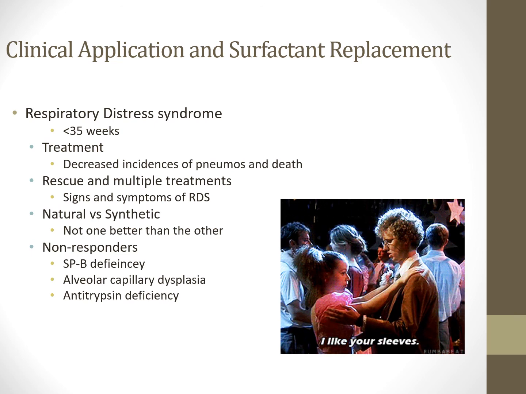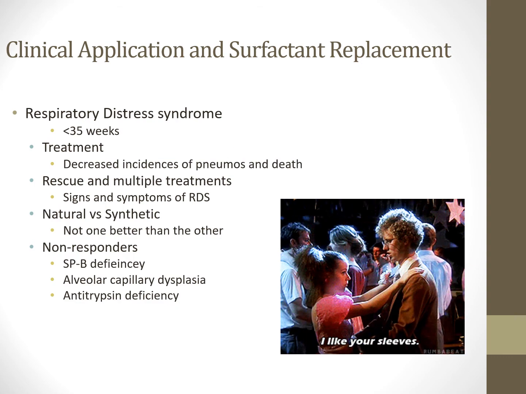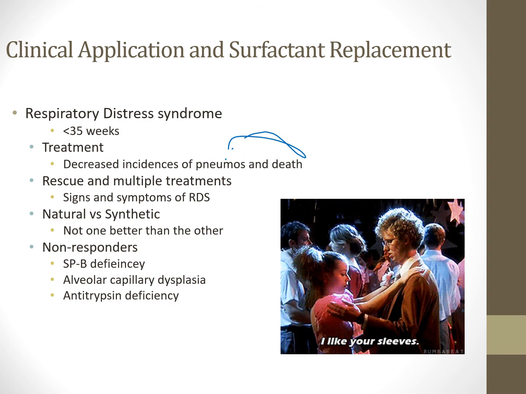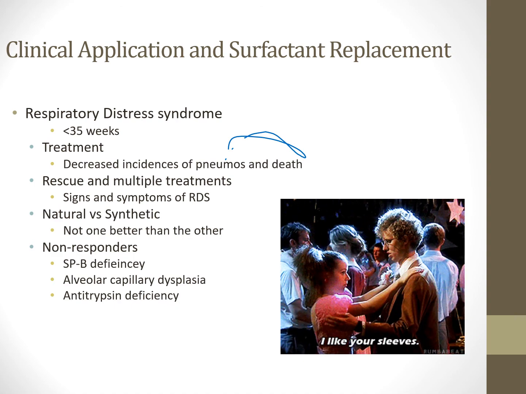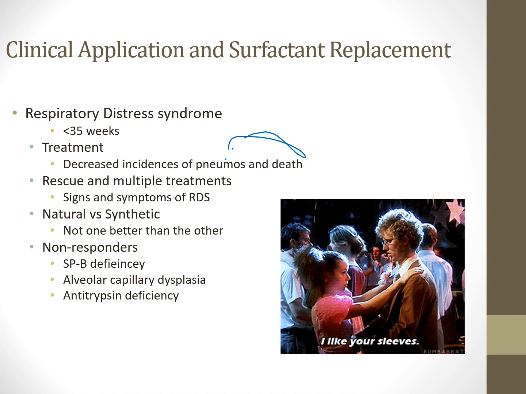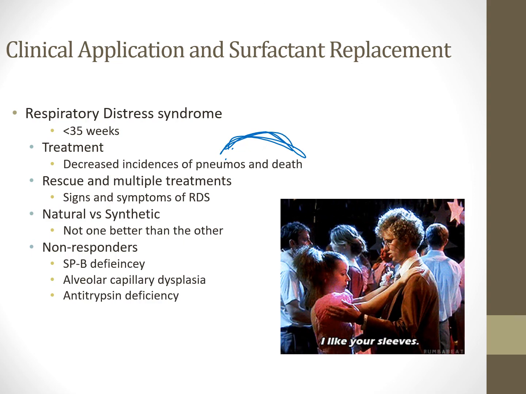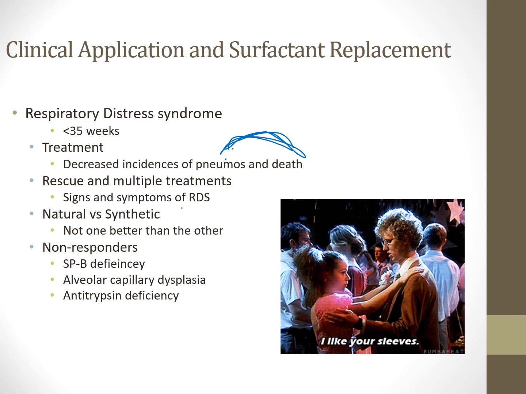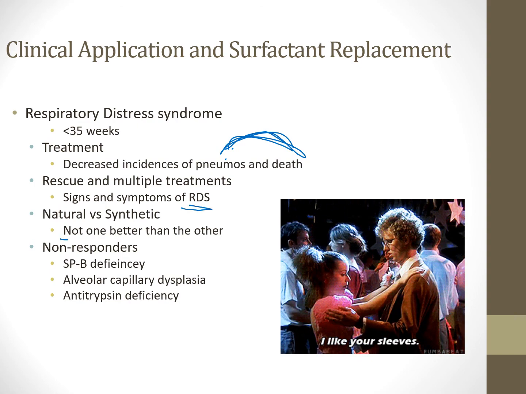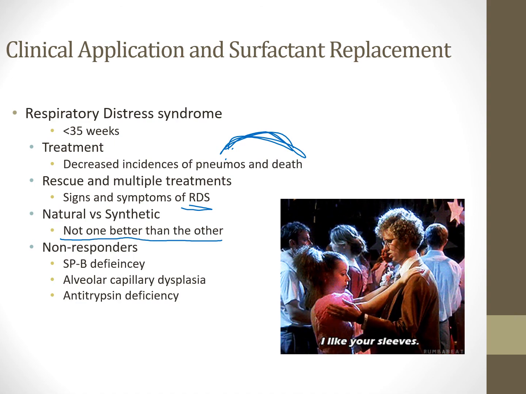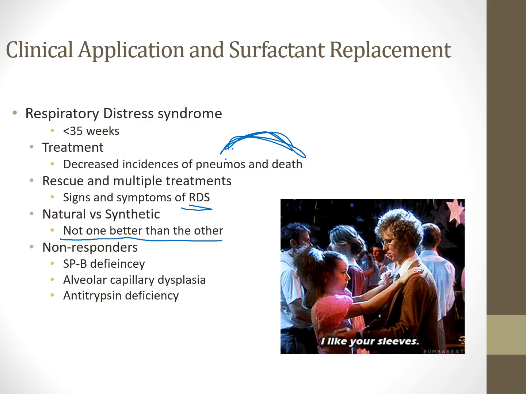Treatment that decreases the incidence of pneumothoraces and deaths is something we might want to consider. If this kid is trending in a bad place, or is at risk for pneumothorax, maybe we want to consider giving them surfactant. Multiple signs and symptoms of RDS, that's a good thing to consider. Natural versus synthetic, there's not one that I'm aware of that's been proven statistically significantly better over the other.